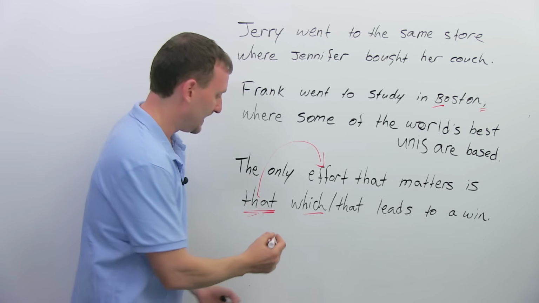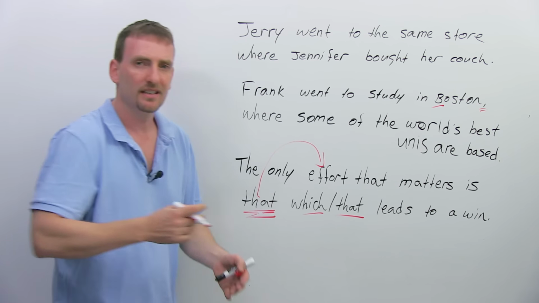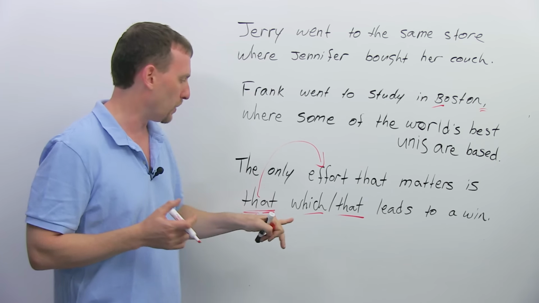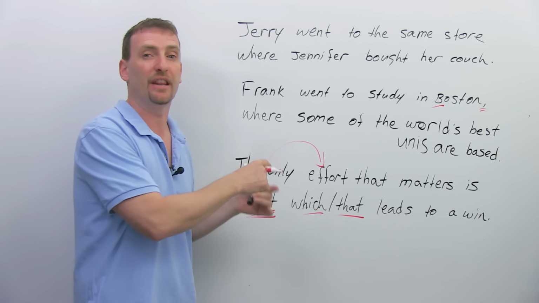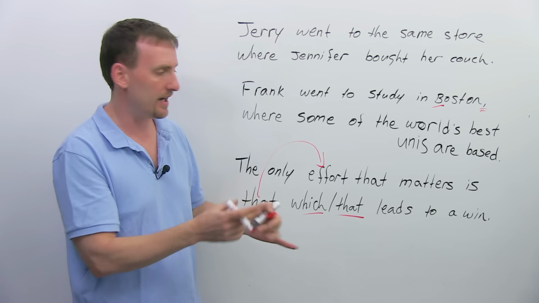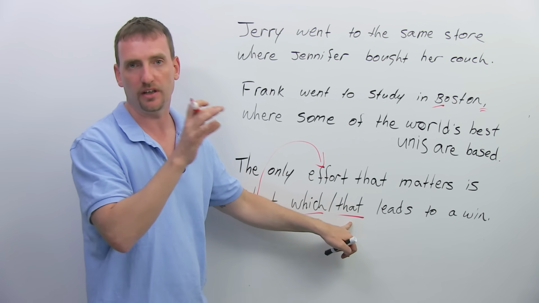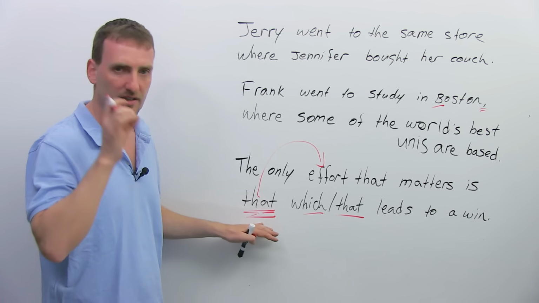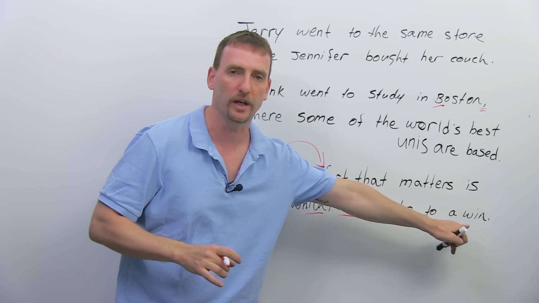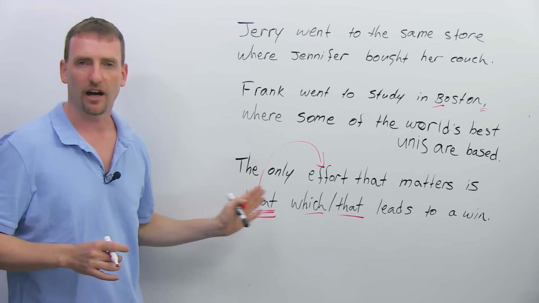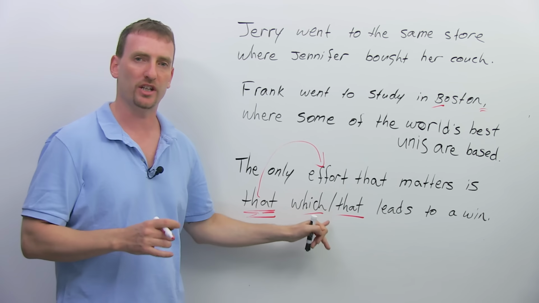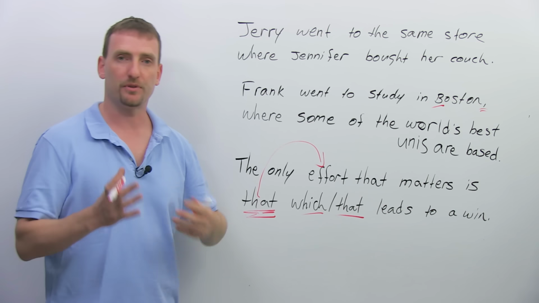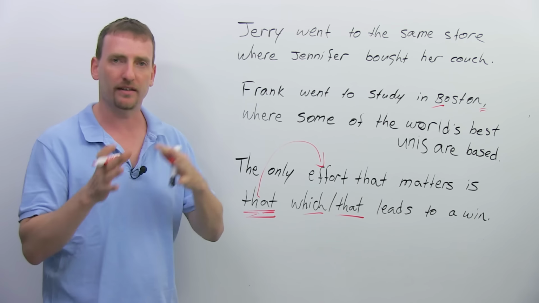You can say that, but having that can be a little bit confusing, can sound a little bit off, which is why I prefer to use which in this case. Otherwise, I would go with that for the identifying clause, okay? I'm talking about the effort, the specific effort that leads to a win. Okay, but again, I don't want to have that. So I'm going to use which in this case. Otherwise, not. We're going to look at a few more examples to have a better idea of when to use what.